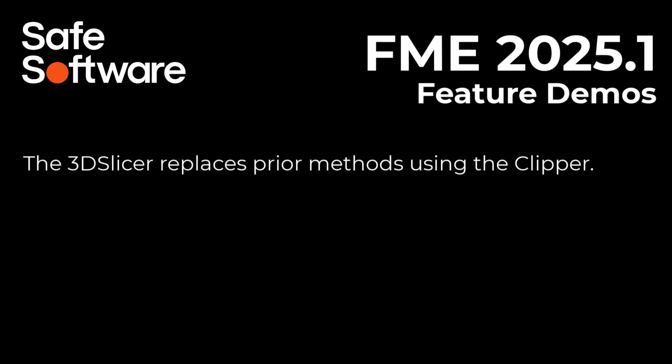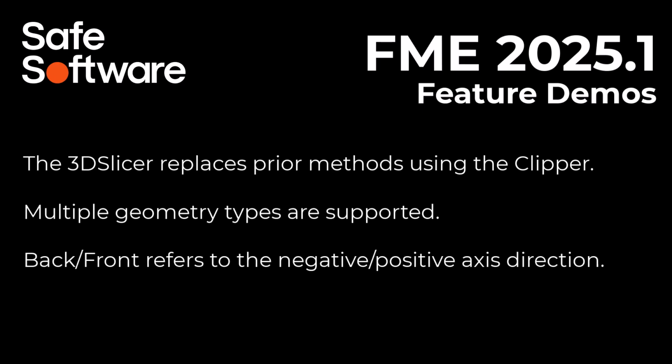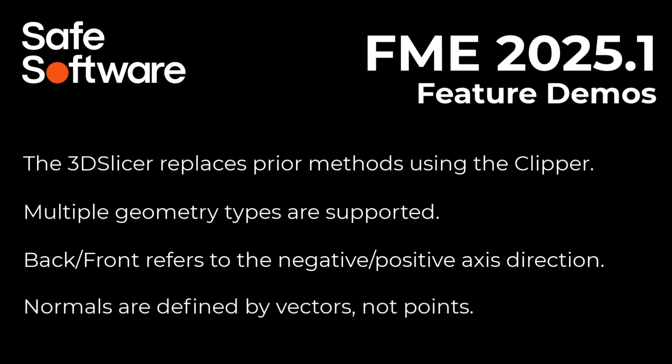Here are some final points of information about this functionality. Overall, this transformer is designed as a replacement for existing methods using the clipper and bounding box geometry. Different geometries are supported, including point clouds, 2D, and aggregates. For front and back attributes, features are in the front when they are on the positive side of the plane normal. The normal parameters define a vector, not another point on the normal. Vectors are usually a number between 0 and 1, which define an angle.